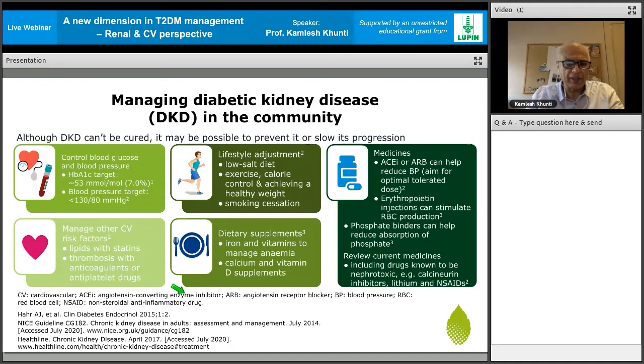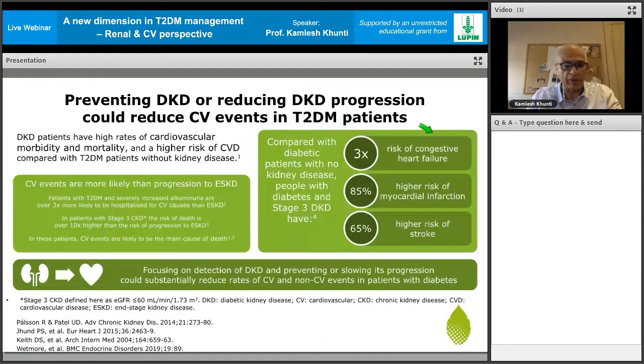The data for dietary supplements is not that huge, but the recommendation is that we should be managing them with iron and vitamins and possibly calcium supplements and vitamin D. The other therapies, cardioprotective therapies, as you all know, are ACE inhibitors and ARBs. This is hospitalized erythropoietin. I would not be doing that. These are patients who are getting the anemia, who I would refer to the specialists.